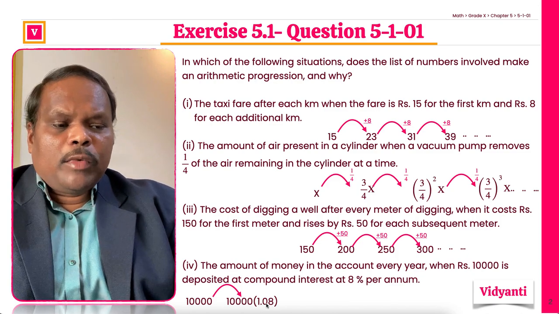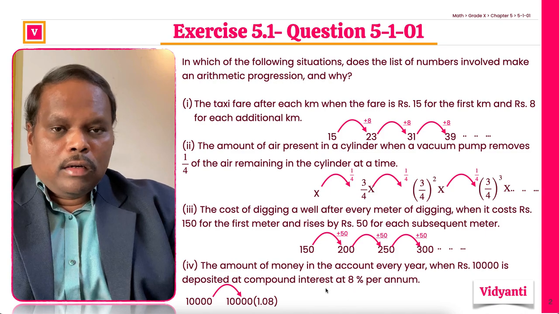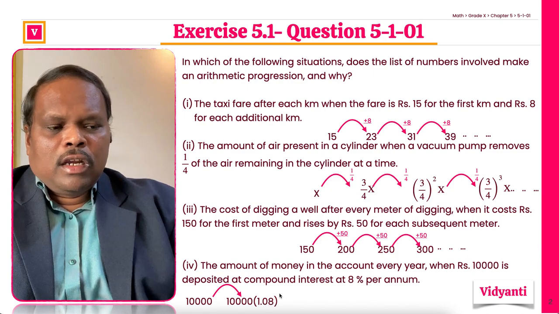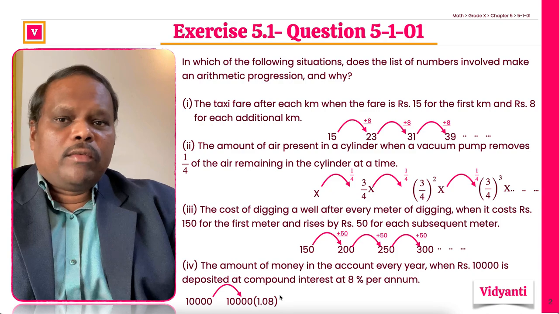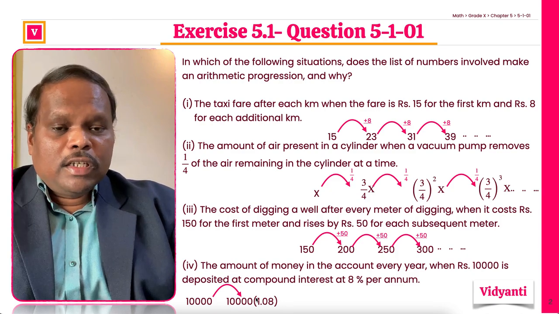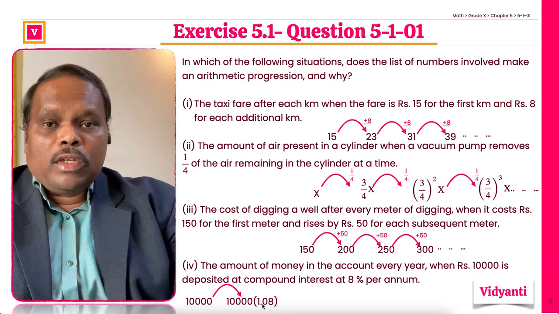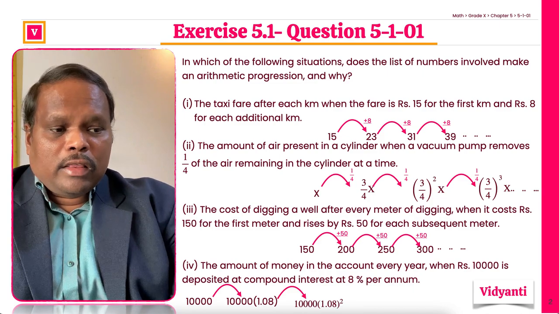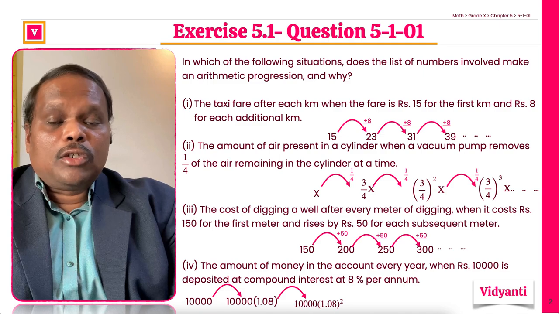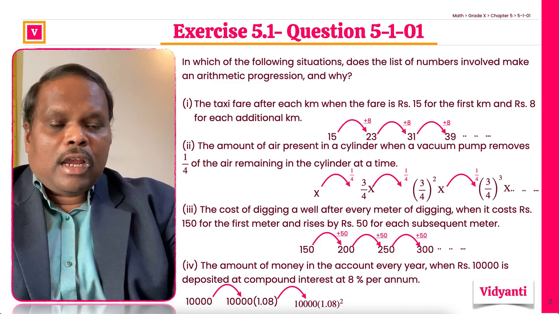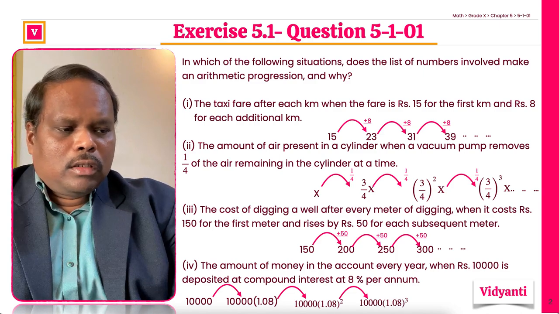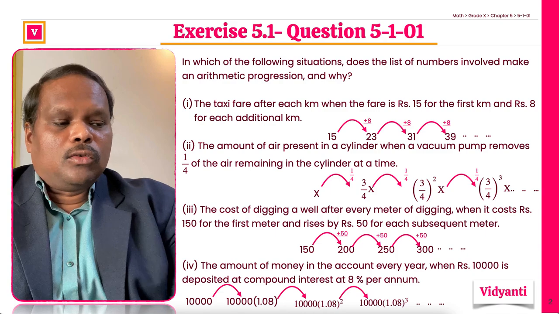1.08. From where am I getting this 1.08? 1 plus this 8%, which is 8 by 100. So 1 plus 8 by 100 is actually 1.08. Technically, there is a raised to 1 here, but even if you don't write it, it's okay. For the first year, this will be the amount. Now, in the second year, this will become the previous amount, 10,000, then 1.08 raised to 2 because it's the second year. And this will keep on going forever. 10,000, 1.08 raised to 3, and so on.